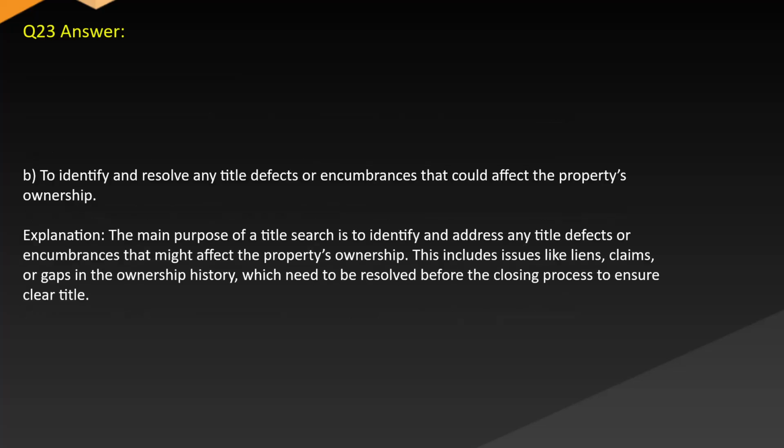Answer: B. To identify and resolve any title defects or encumbrances that could affect the property's ownership. Explanation: the main purpose of a title search is to identify and address any title defects or encumbrances that might affect the property's ownership. This includes issues like liens, claims, or gaps in the ownership history, which need to be resolved before the closing process to ensure clear title.